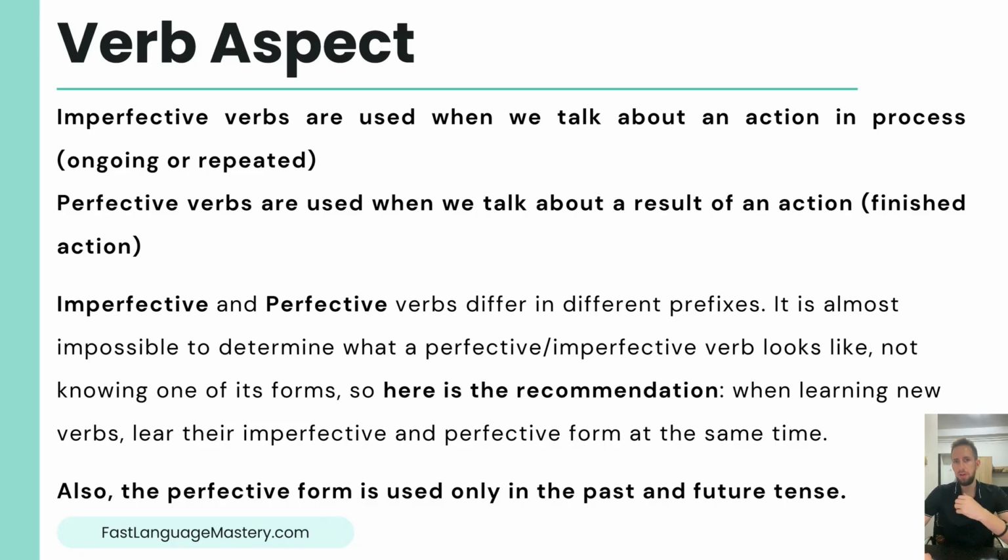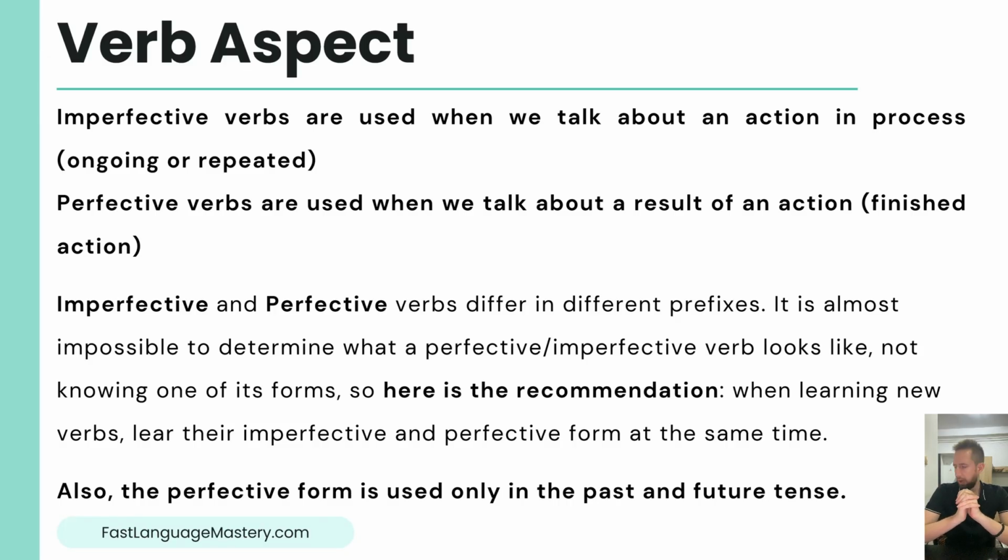And if you are not a native speaker, it is almost impossible to determine which prefix to use to make a perfective verb out of an imperfective. That's why I recommend to learn both of them when you learn new verbs. For example, I recommend you use ChatGPT for learning new verbs, so that you ask ChatGPT to type you a verb in both imperfective and perfective variant. That's why you will know which prefix to use. You will just memorize two of them at the same time.